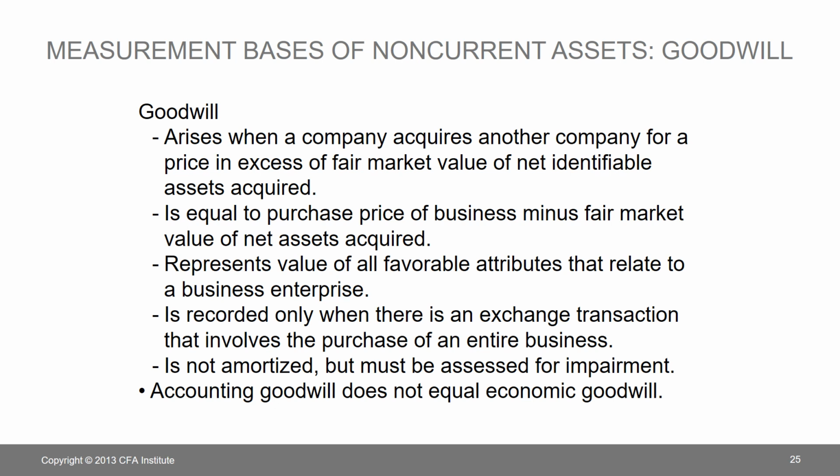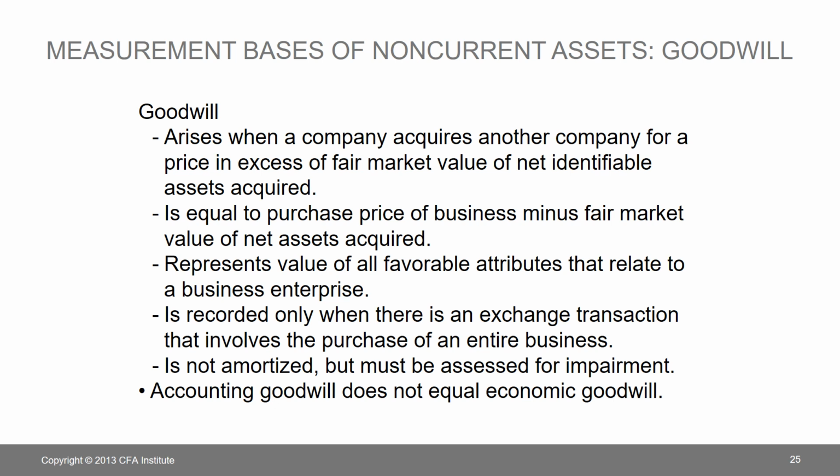So accounting goodwill is not the same as economic goodwill, where accounting goodwill is based on accounting standards and is reported only in the case of acquisitions. Economic goodwill is based on the economic performance of the entity, and it is not necessarily reflected on the balance sheet. Instead, economic goodwill is reflected in the stock price.